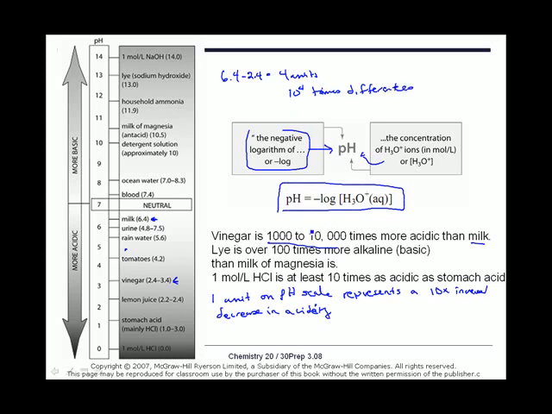And that's how we get 10,000 times more acidic. If it was 3.4, the 3.4 is only 3 units, so that's how we get our 1,000 times more acidic. So for every unit on our pH scale, we increase acidity or decrease acidity by a factor of 10.